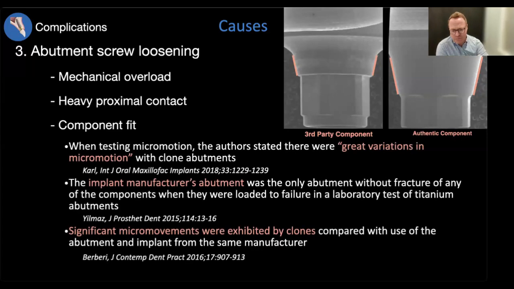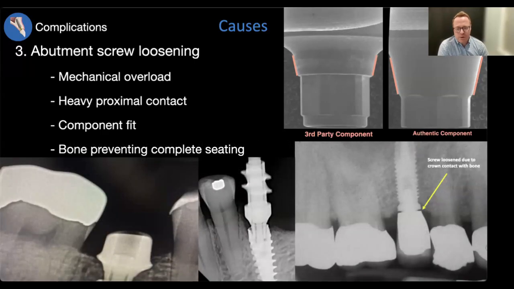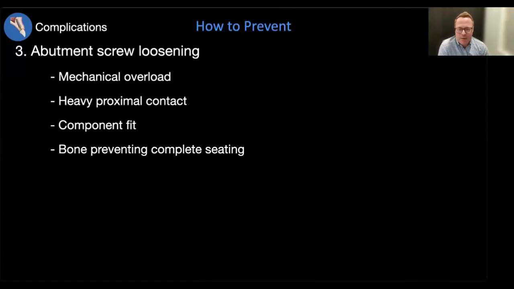And we have a lot of research that's been done on these types of components, and they commonly call them in the literature clone abutments as opposed to authentic or third party. But when they test these, they're able to see the amount of micromotion or screw loosening that can exist with them. So that's something we just got to keep an eye on. Also, the bone can prevent crowns from seating. That's something else that can cause screw loosening if we don't get it fully seated. So again, just things that we have to keep in mind.